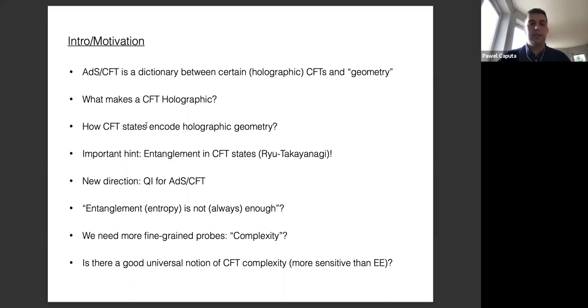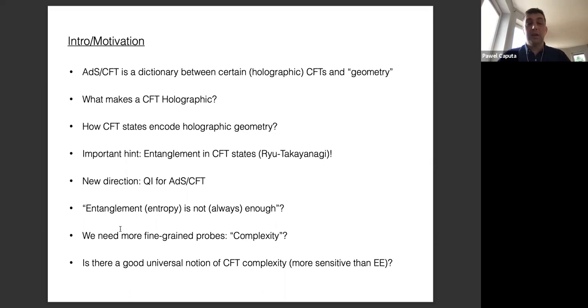One important hint is that the structure of entanglement in states of CFTs is very important as a hint on the properties of the dual geometry. For people familiar with that, this dual geometry is explored by so-called Ryu-Takayanagi surfaces that are dual to the entanglement in CFT states. So in some sense we have this new direction in AdS/CFT where we apply quantum information tools to explore CFTs from the perspective of holography.